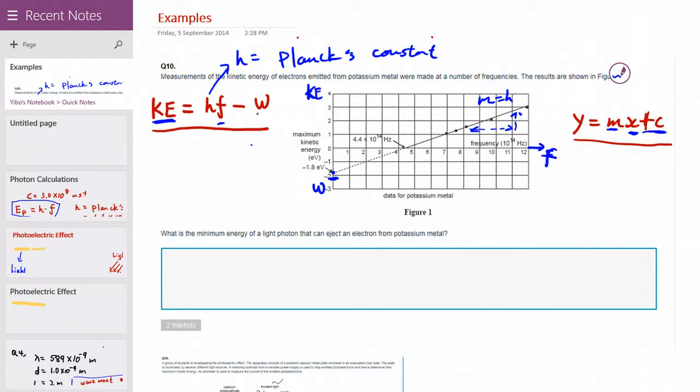So when you have a graph like this, just remember the y-intercept down the bottom must be the work function of the material, the minimum energy that a photon needs to eject an electron, or the minimum escaping energy of the electron. In this case, it is 1.8 electron volts. So the work function will be 1.8 electron volts. Done.